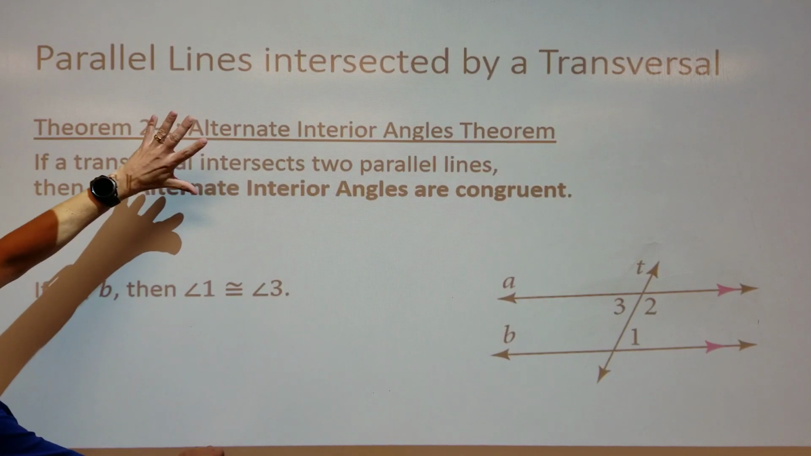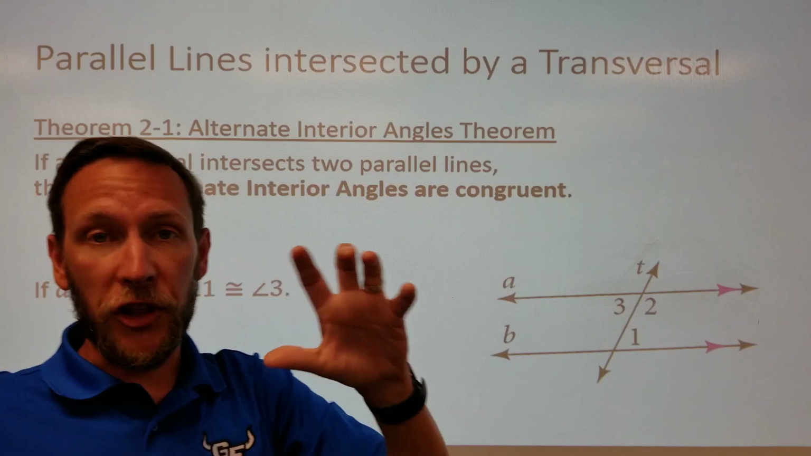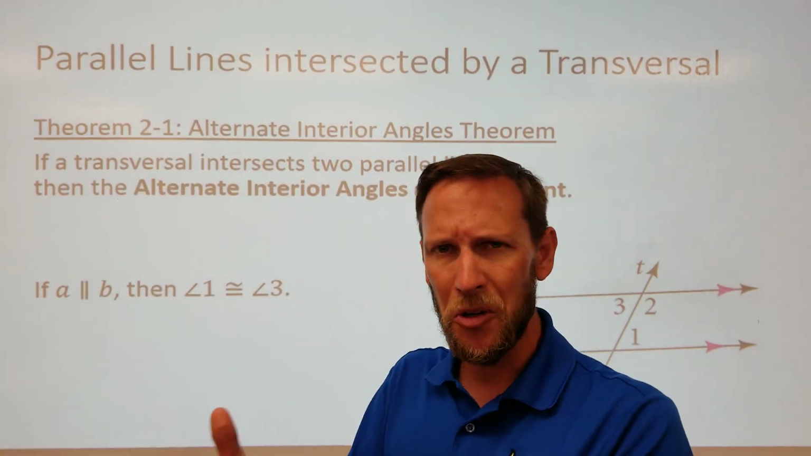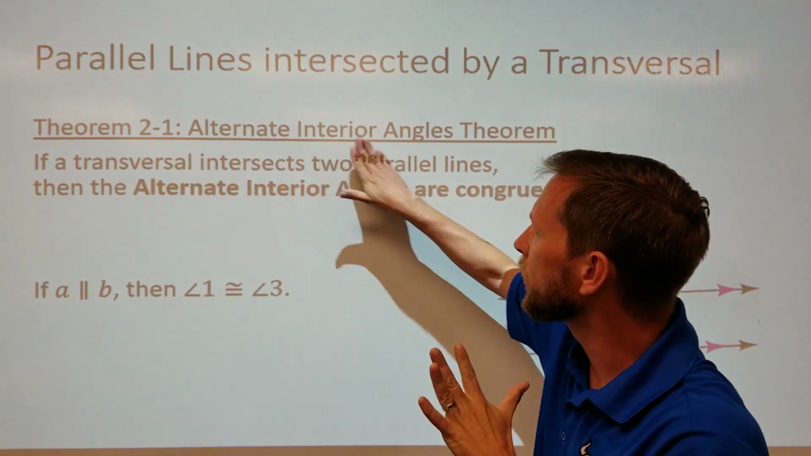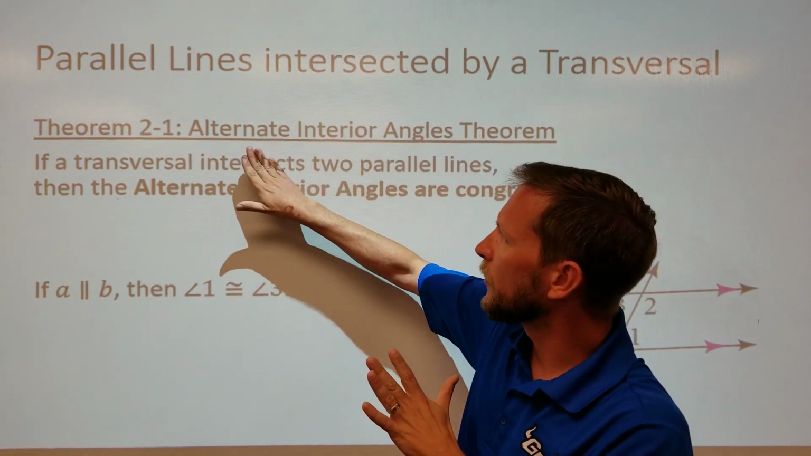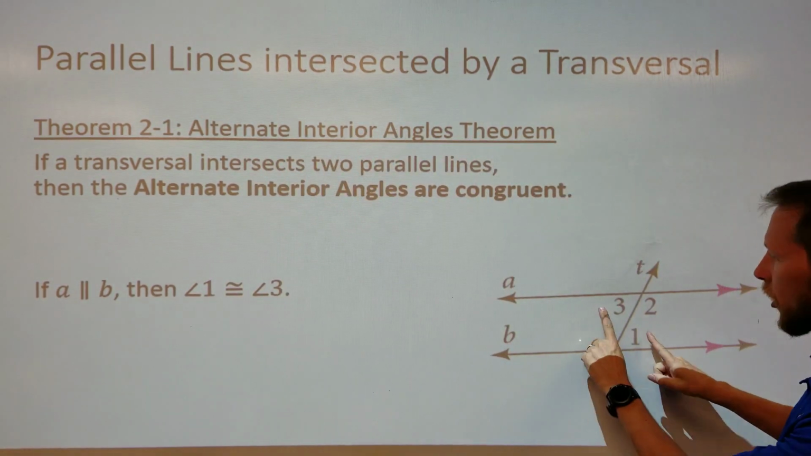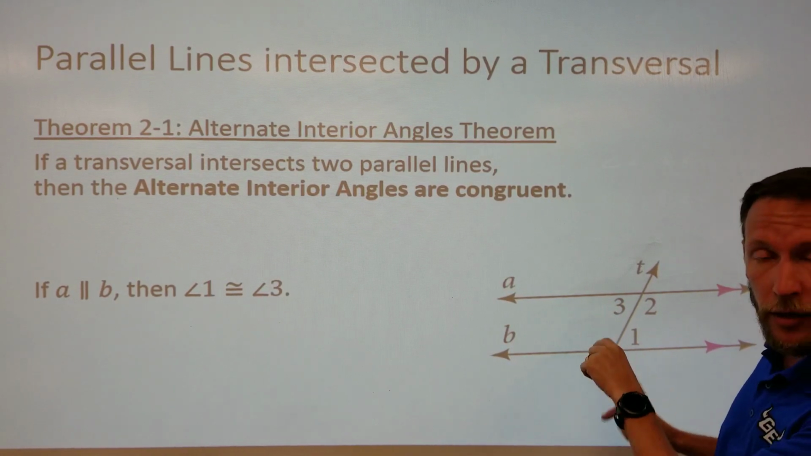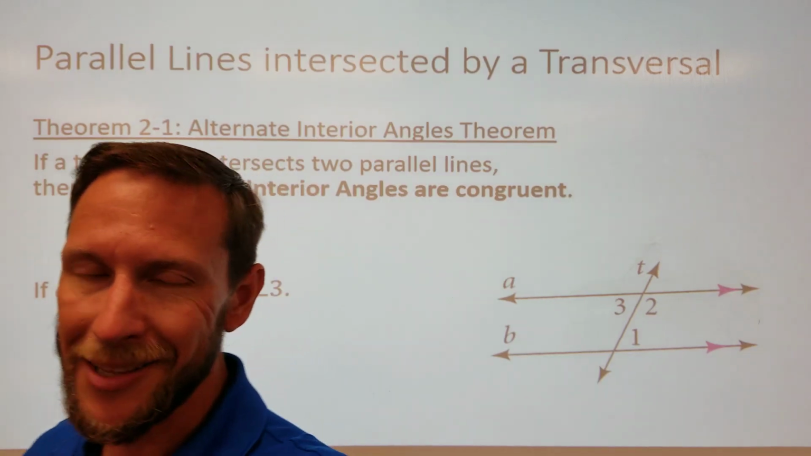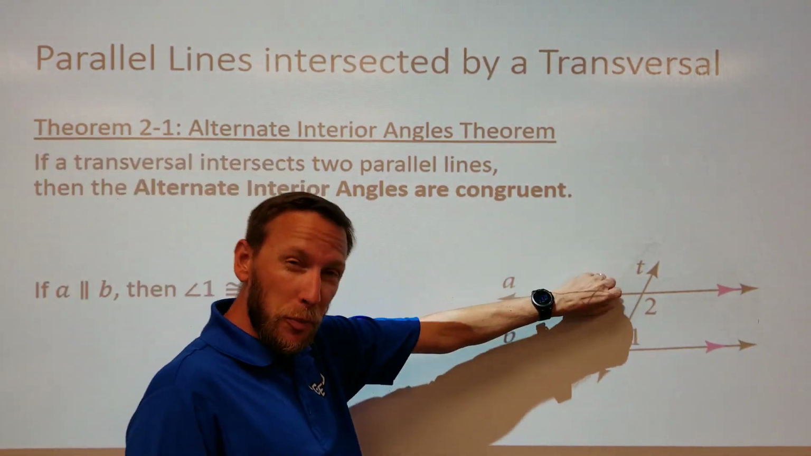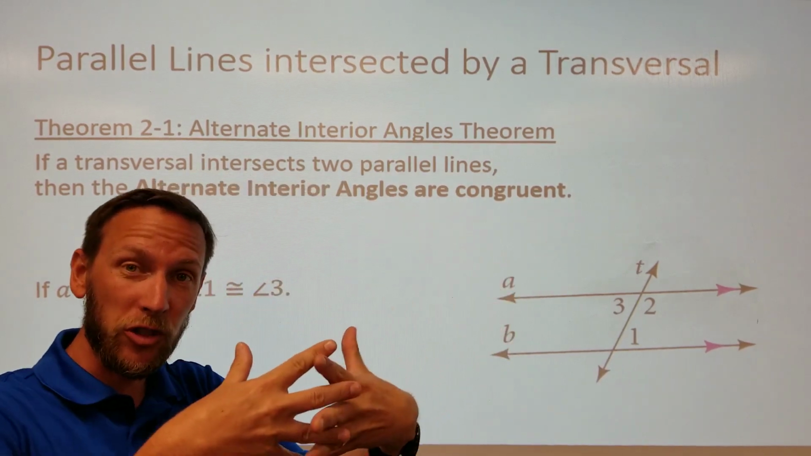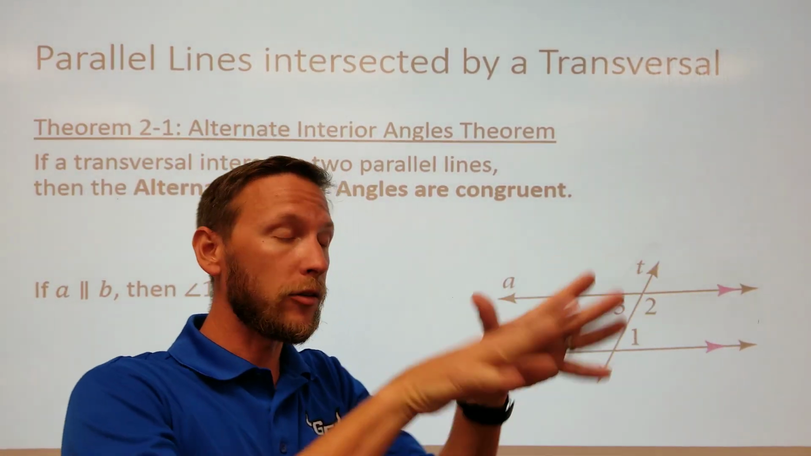Theorem 2.1, so the first one was a postulate. This is theorem 2.1. This one's a theorem, so we can prove it, which we'll do either later in this video or in a second video. But the goal here is to show that the alternate interior angles are going to be congruent to each other. If these lines are parallel, then angles 3 and 1 are congruent to each other, meaning that they have the same measure. If I have an expression for the measure of angle 3 and an expression for the measure of angle 1, I will set those expressions equal to each other and then solve accordingly.